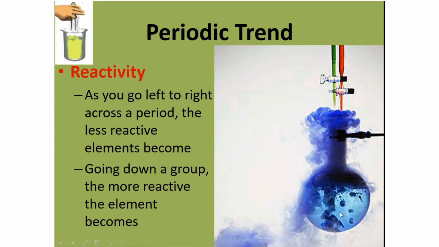In the last slide, the periodic trend. The reactivity of the elements, how they react with other elements, changes as we go from left to right or top to bottom. This is the trend in the periodic table. As you go from left to right across the period, the less reactive the elements become. As we go down in a group, the more reactive the elements become.